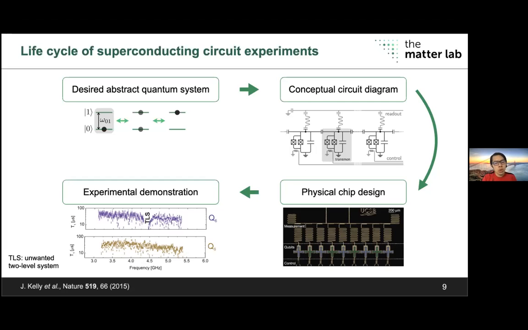then you have to go back to your drawing board and try to figure out what the parameters are that you have to change in order to achieve what you wanted to achieve in the experiments. So this kind of cycle of manufacturing and designing is taking a lot of time.